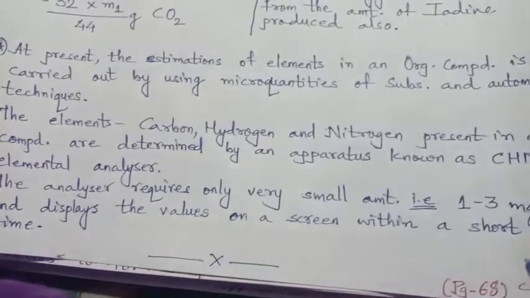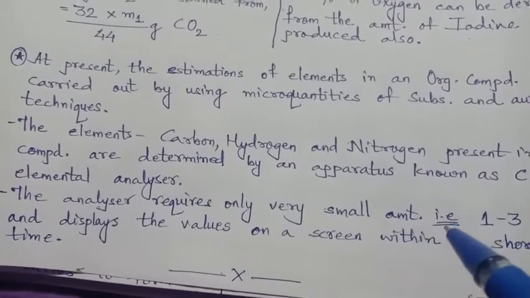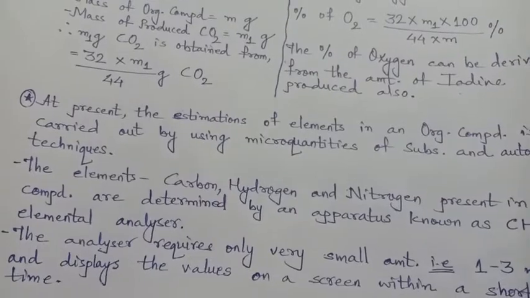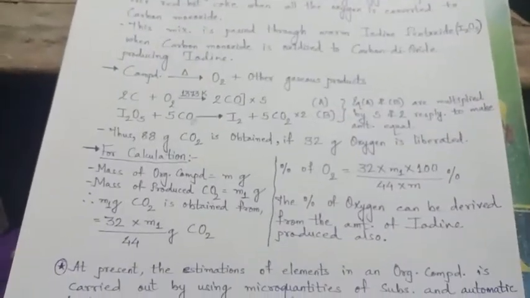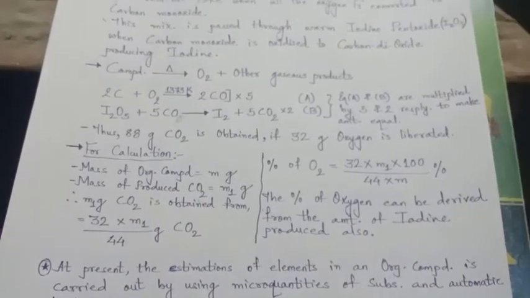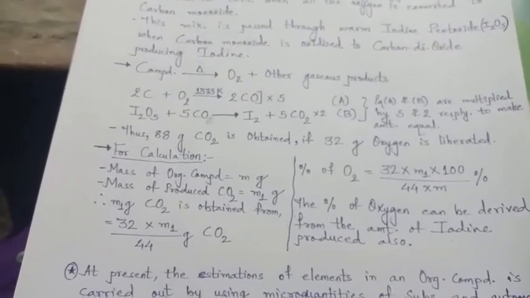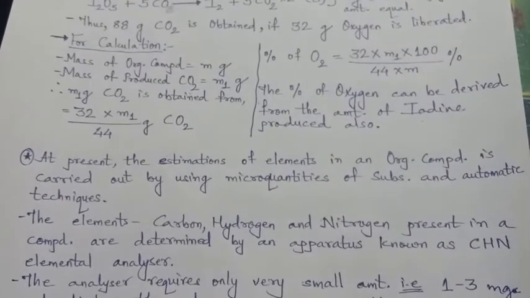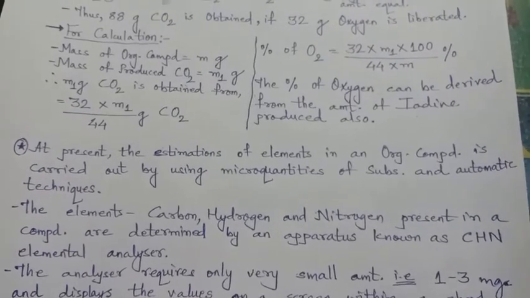And this is how the oxygen is estimated, right? And this is the way to estimate the different elements or different functional groups present in the organic compound. With this, all our theory is finished. Even half of the exercise we have also solved.